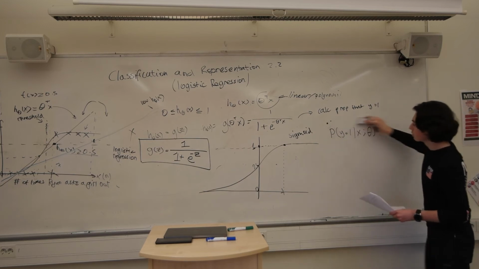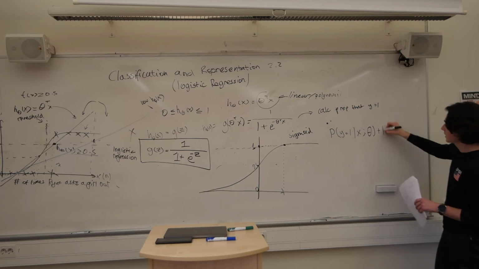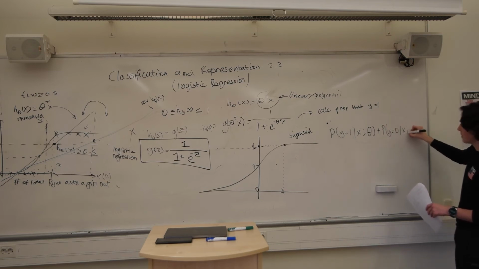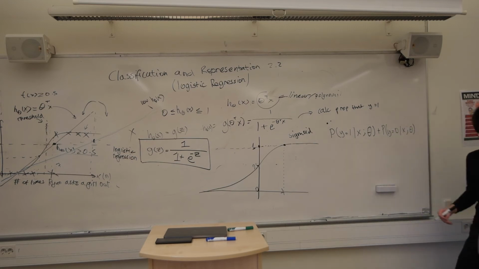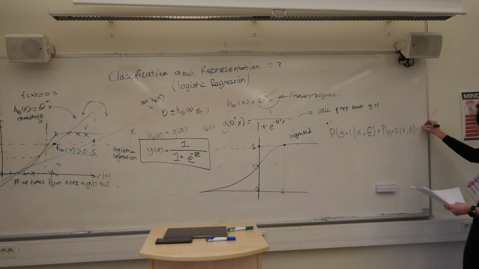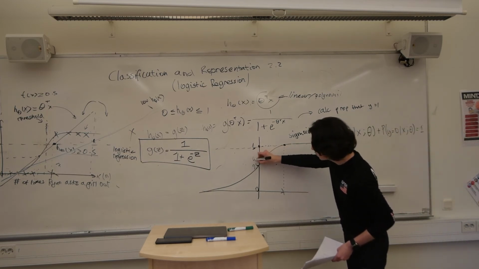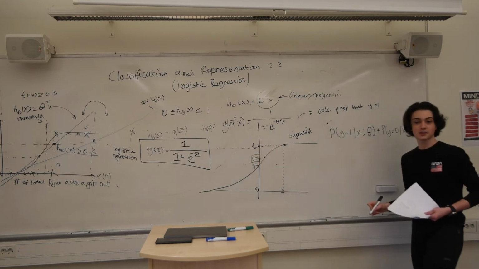Here's a rule you have to realize: this plus this, the probability that y equals 0, x parameterized by theta. What's the value of this? From this graph, you should figure out that it's always going to be 1. Because if I put a probability here, say 0.75, that is 75%.